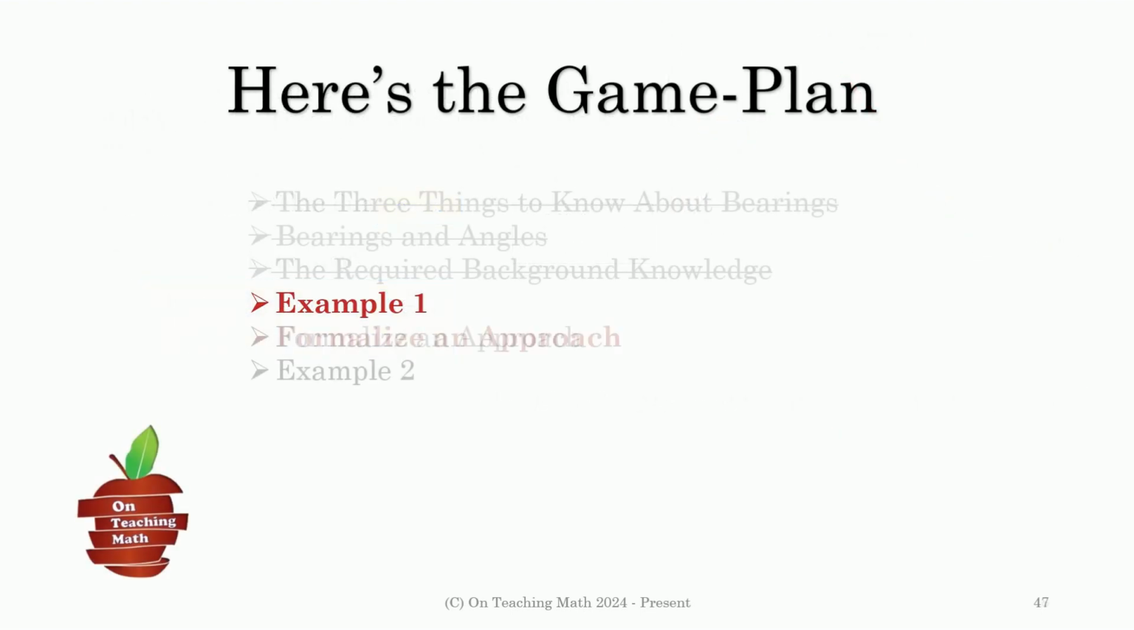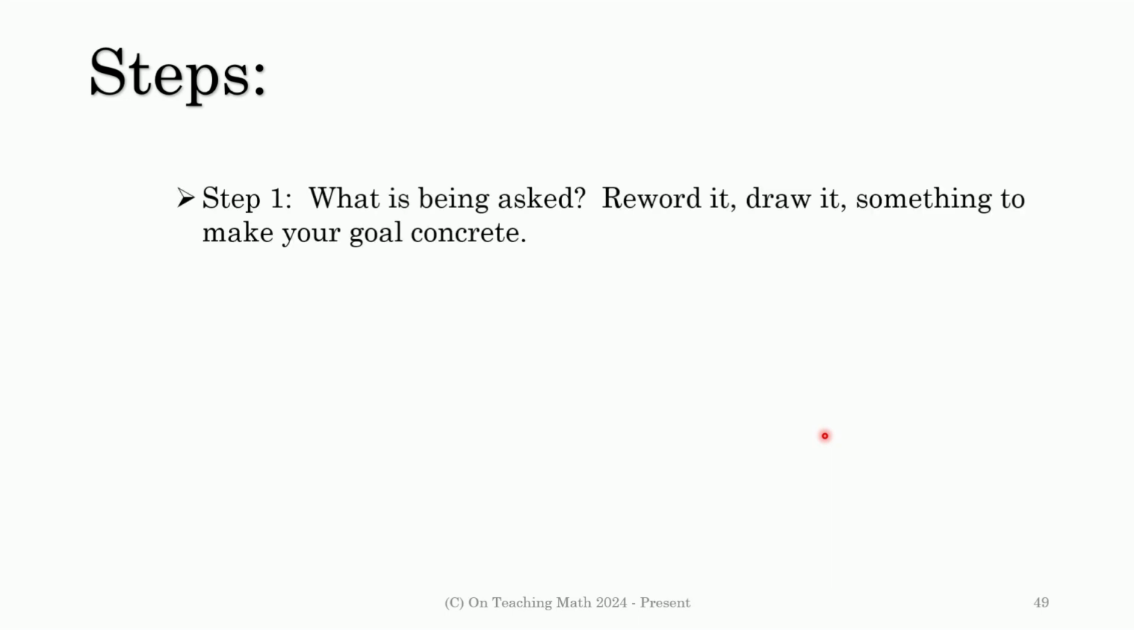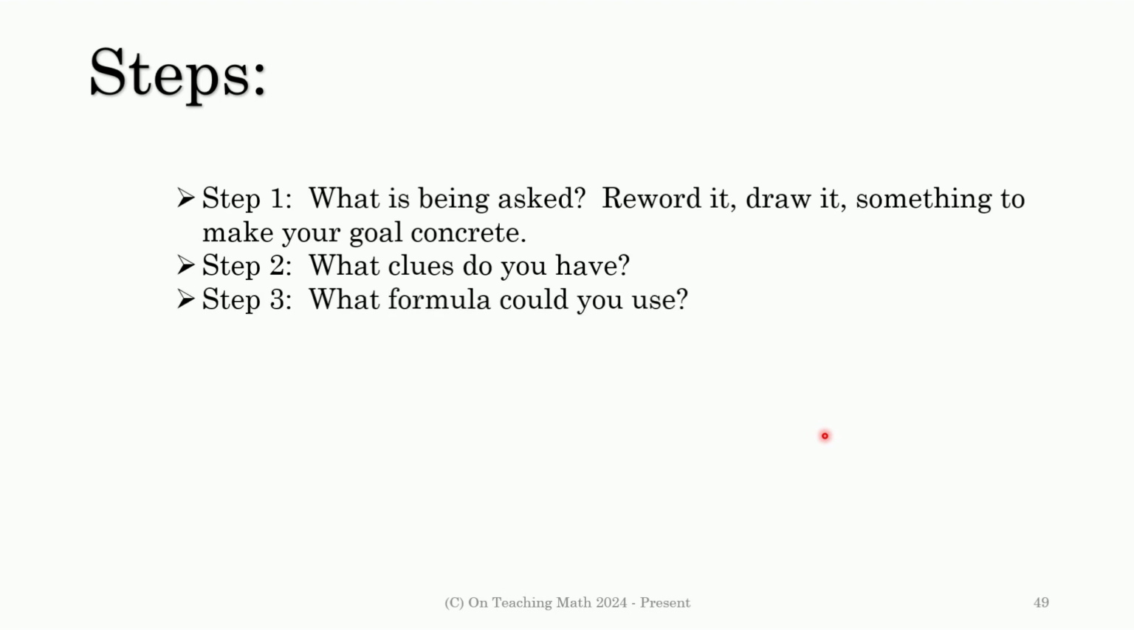So now let's talk about some steps you can follow, some kind of guidelines to keep you out of trouble, right? So first thing you're going to do is read it and then figure out, hey, what exactly am I being asked to do? Can you say it in a different way? Can you draw it? Do those things. Then figure out what clues you have. Almost never are you going to be given distracting information or extra information. Pretty much everything they tell you, you're going to need. Then what formulas are available to you?